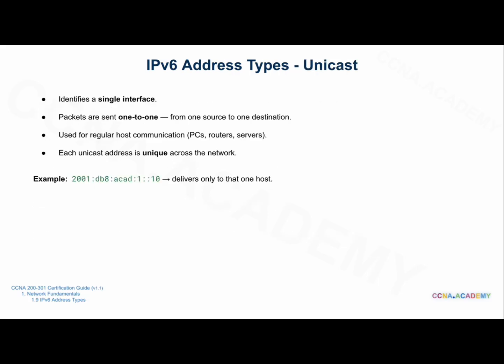A unicast address identifies a single interface. Packets go straight from one device to another, just like normal host communication between clients or routers. Each unicast address is unique across the network. For example, 2001:DB8:ACAD:1::10 delivers only to that one host. These are what you'll use for regular end-to-end communication.